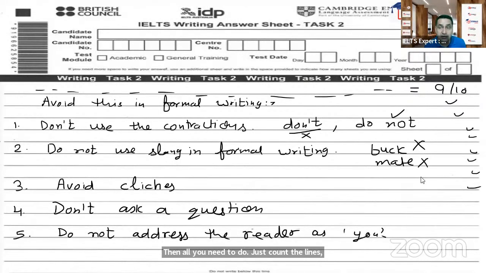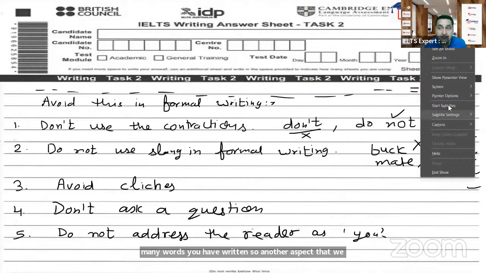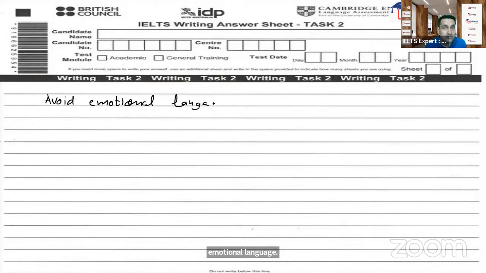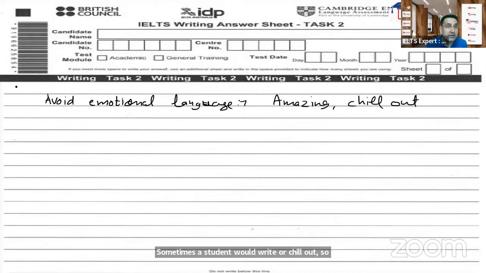Another aspect that we can look at is what are the other things that a student should be avoiding in informal writing. So avoid emotional language. Please make sure that you avoid words like amazing, which sometimes a student would write, or chill out. So emotional language should be avoided. It should be plain writing or formal writing.